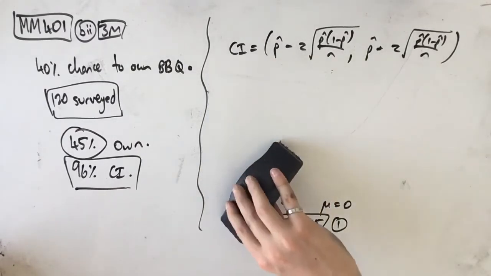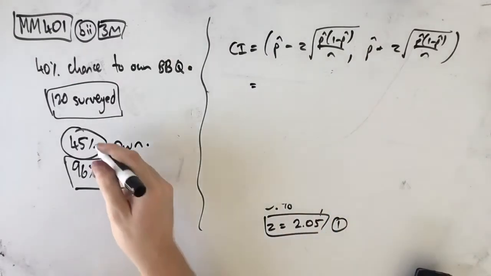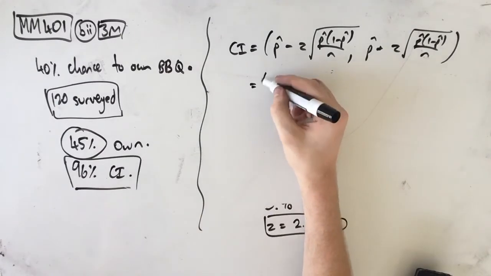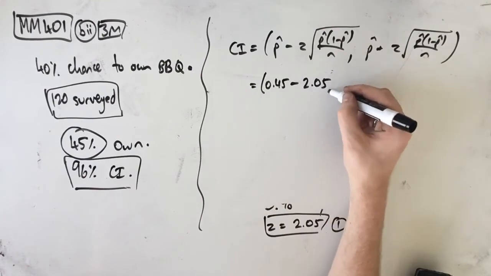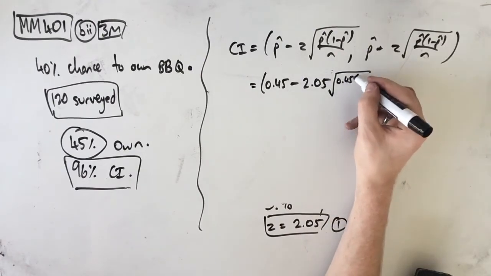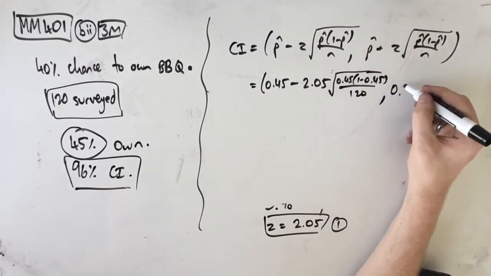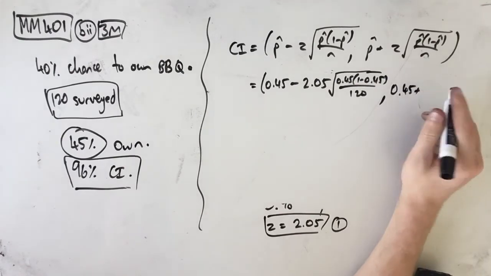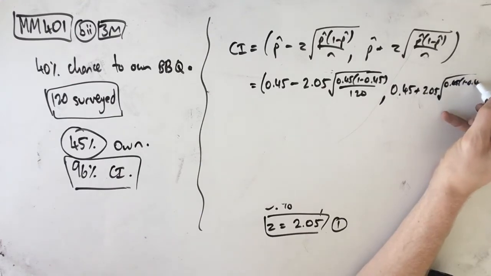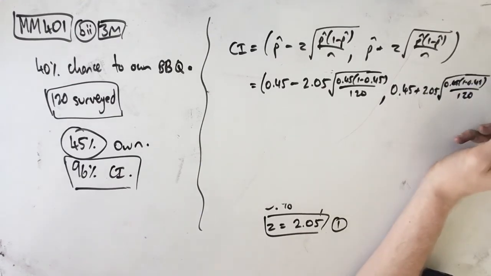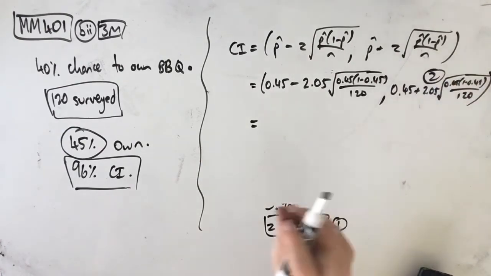So now that we know our Z value, we can actually sub in our values. We know that our P hat is our 45%, because that's the proportion of people who own a barbecue. So we can say 0.45 minus our Z value, in this case 2.05, times the square root of 0.45 times (1 minus 0.45) over 120. And our upper bound will be the same, but plus. So 0.45 plus 2.05 times the square root of 0.45 times (1 minus 0.45) over 120. Cool. What this gives us is actually our second mark, so plugging in everything there gives us our second.